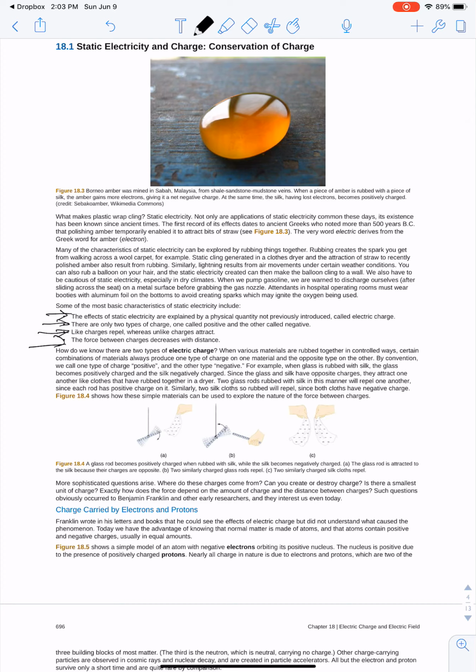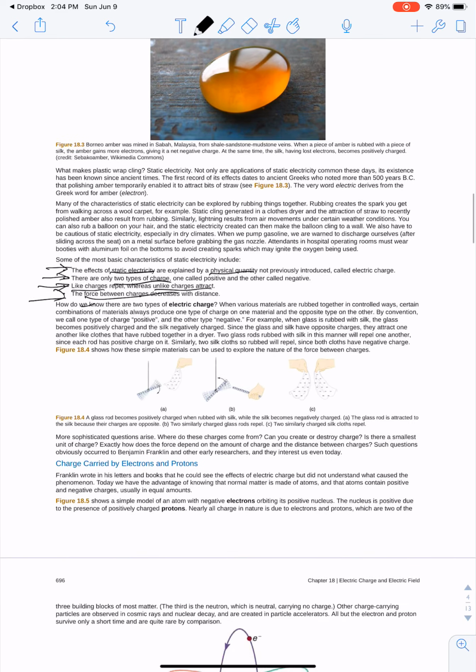Where does that excess charge come from? You're taking it from somewhere, and that's the essence of this. You cannot create or destroy charge. You merely take it from one spot and put it somewhere else. So static electricity is explained by a physical quantity called electric charge. There are only two types of charge, positive and negative. That's it. Like charges repel, unlike charges attract, so opposites attract. And then the force between the charges decreases with distance, so that's an important point.